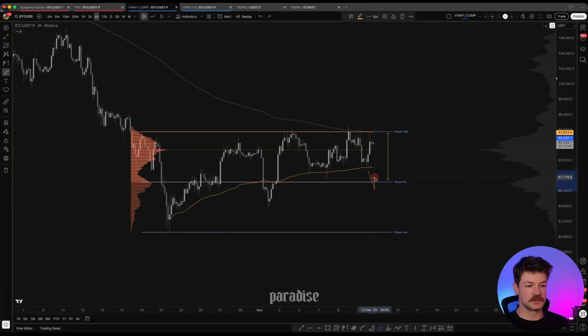Plan 3 is to catch some sort of long there in the right trigger, targeting the high again, and potentially look for that breakout this time. And then plan 4 is if we start accepting under here, I'm going to be looking for a short back down to the range low at around 80K, which was the bottom we put in.